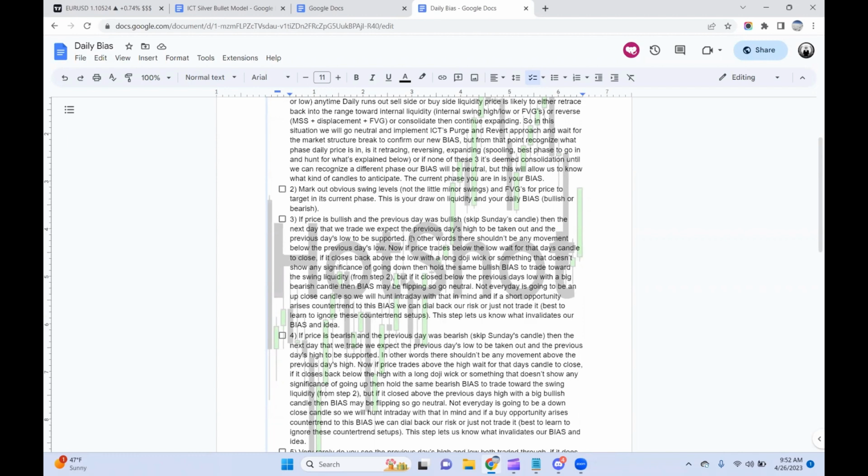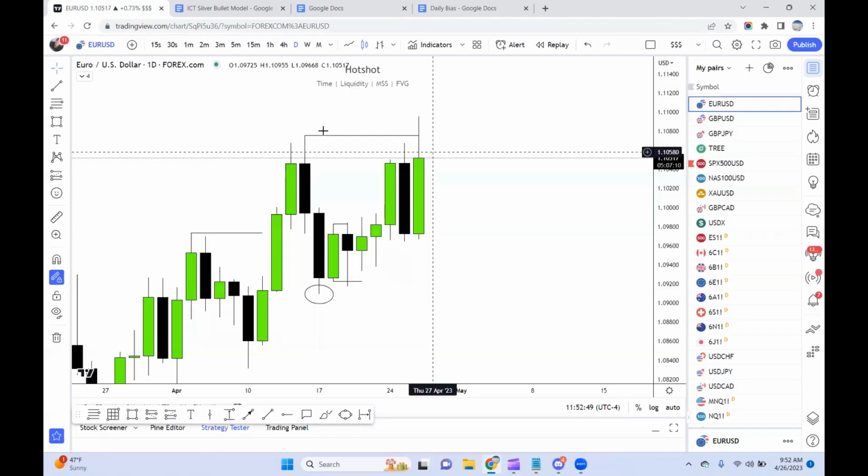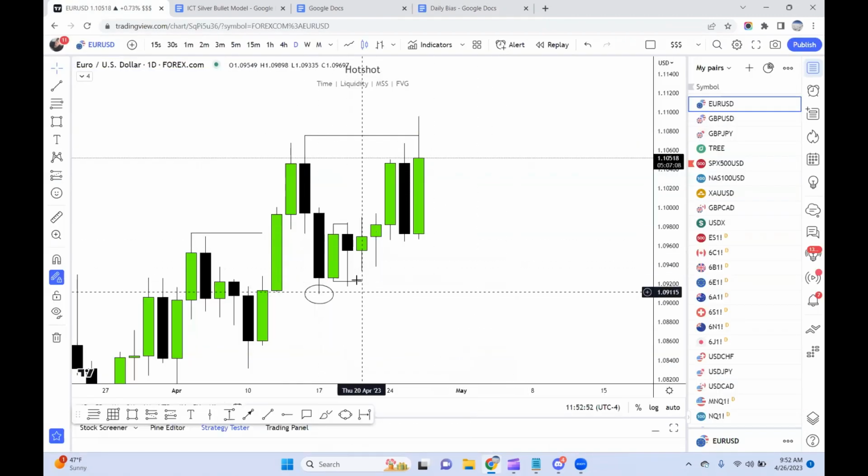Now, if price trades below the low, you want to wait for that day's candle to close. If it closes back above the low with the long doji wick or something that doesn't show any significance of going down, then hold the same bullish bias to trade toward the swing liquidity from step 2, which we marked out right here. Now, if you look right here, that's exactly what happened.